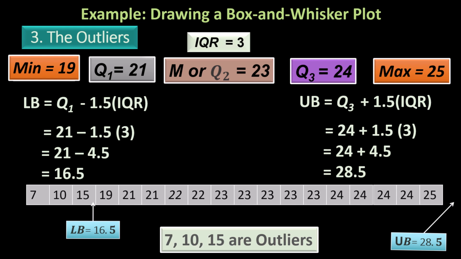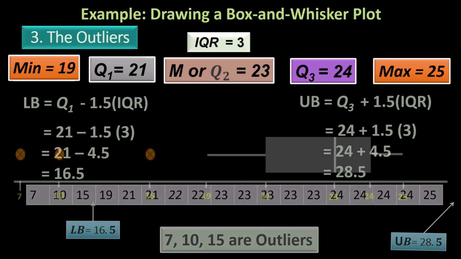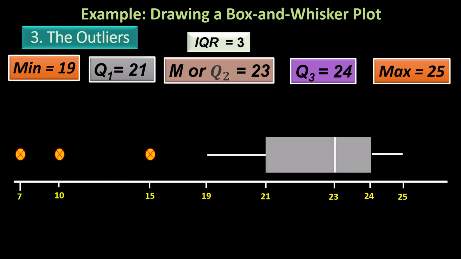Now we can draw the box plot. How do we draw the box plot? We need to show the outliers using, like you see, those yellow circles. So 7, 10, 15 are outliers and the minimum is 19. Then Q1 is 21, Q2 is 23, that is the median, Q3 is 24 and the maximum is 25. So this is the box plot for this example.